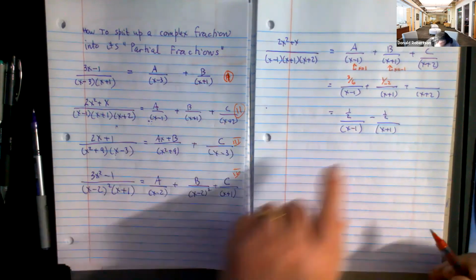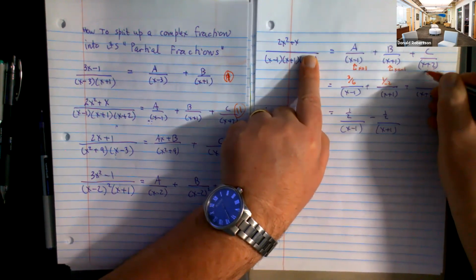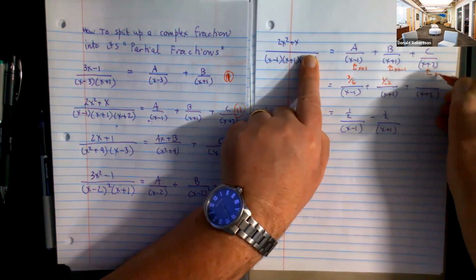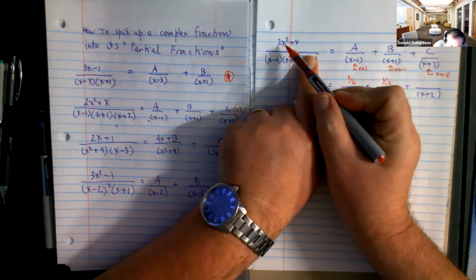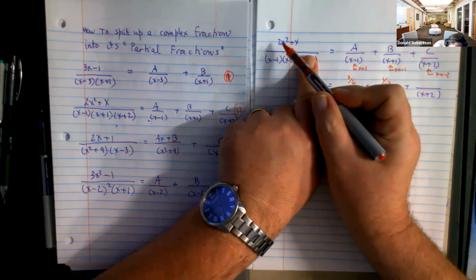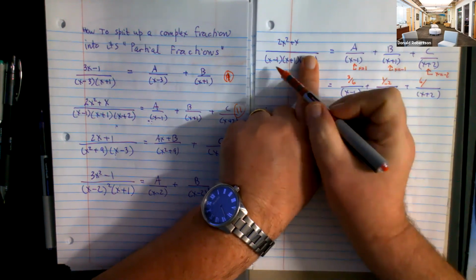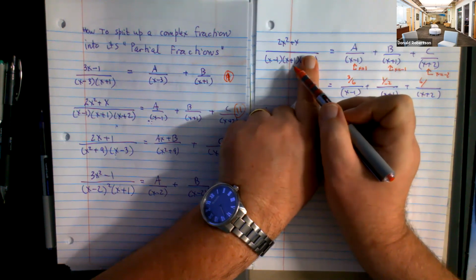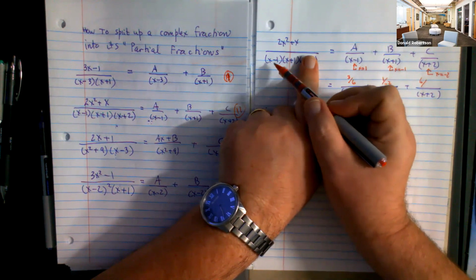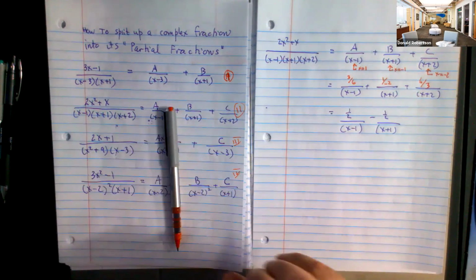Let's go for C then. Cover it up. The value of x I'm going to use is -2. 2 lots of -2 squared is 2 lots of 4, that's 8. 8 take away 2, 6 on the top. -2 take away 1 is -3. -2 add 1 is -1. -3 times -1 is +3. And it looks like I get 2.